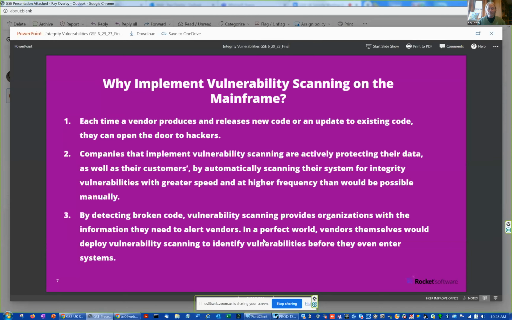In a perfect world, the vendors themselves would deploy vulnerability scanning to do it, but to date, let's just say, at best, that's in an early stage of the game. And I've been doing this particular type of work for about 14 years now. I would have hoped it would have gone a little bit faster, but it is what it is.